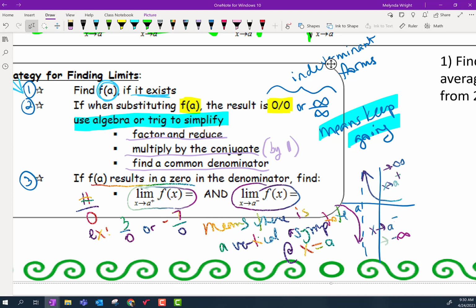Okay, so I'm going to pause here for a second and make sure we're doing okay. Are there any questions so far? But this is just the total big concept that we're dealing with.